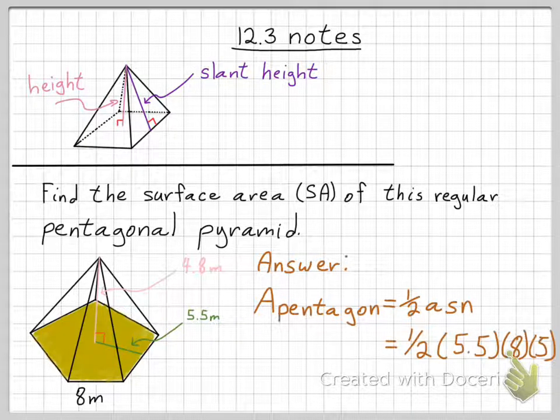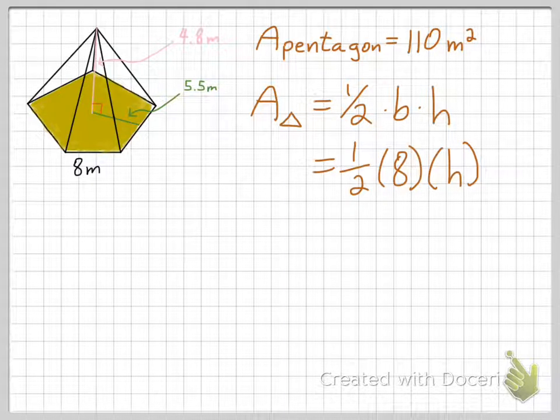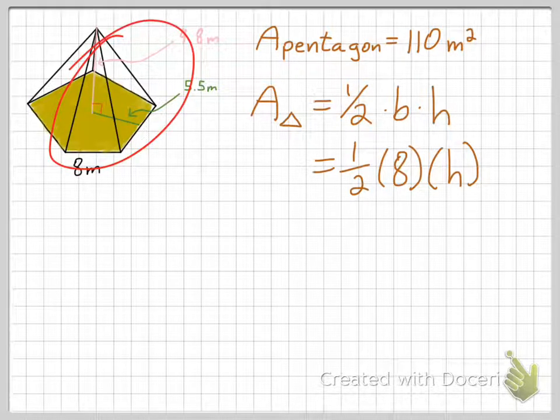So the area is equal to 1/2 times the apothem, which is 5.5, and the side length is 8, and the number of sides, well, it's a pentagonal pyramid, so there's 5. Pentagon, penta means 5, so that's where you get the 5 from. Multiplying these numbers out, you get 110. So the area of this pentagonal base is 110 square meters. You don't have to copy down this figure if you've already written it down. I've just copied it down for your convenience.